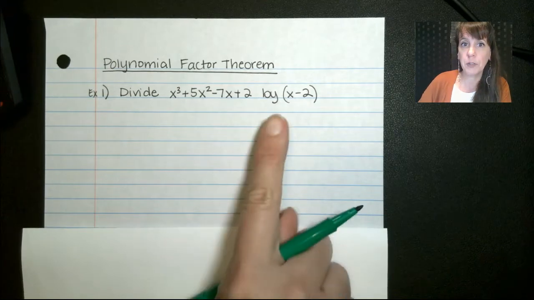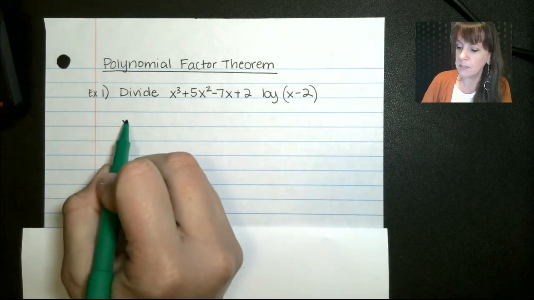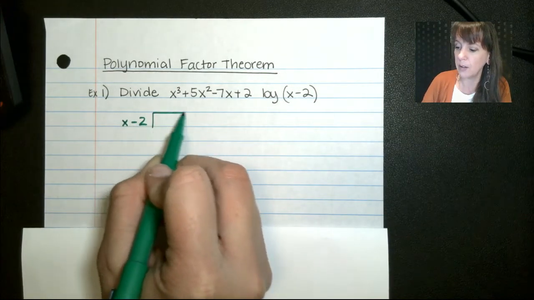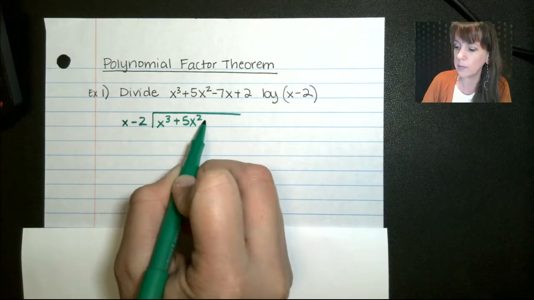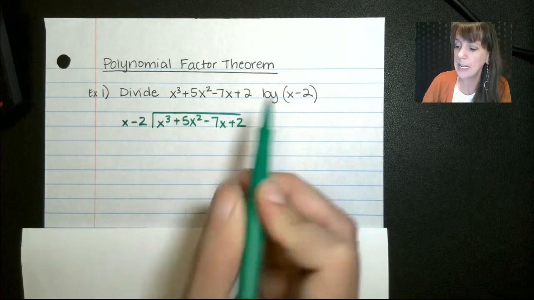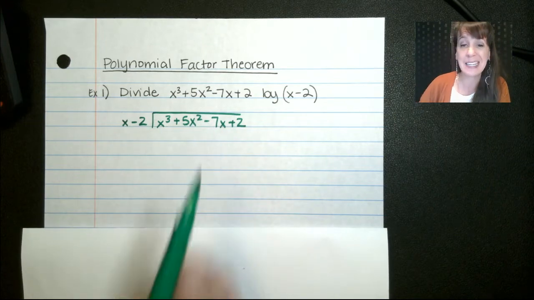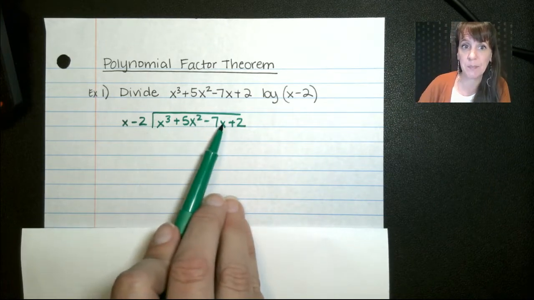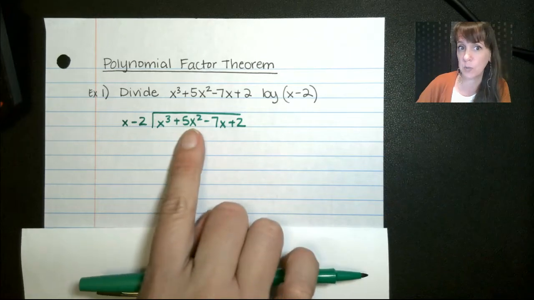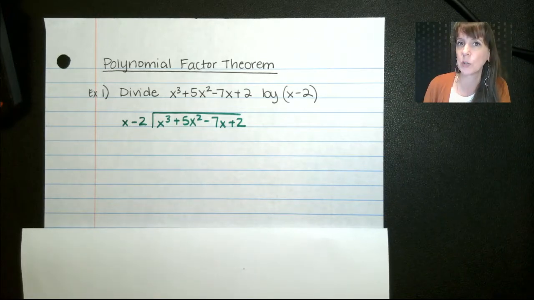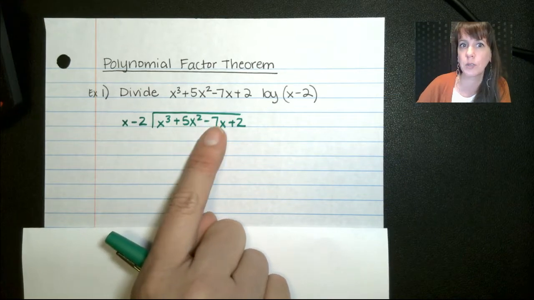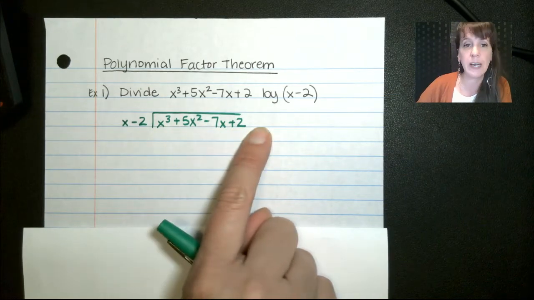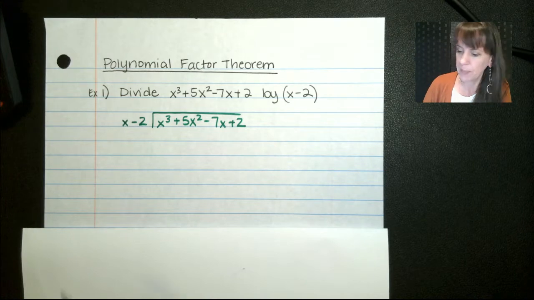So the first one is x minus 2, and on the inside, we do x to the third plus 5x squared minus 7x plus 2. Now, if any of those had been missing, like if it was x to the third minus 7x and the x squared wasn't there, you would have to use a placeholder, making it 0x squared. So you always want to make sure that you have all of your exponents in order and that they're all there.